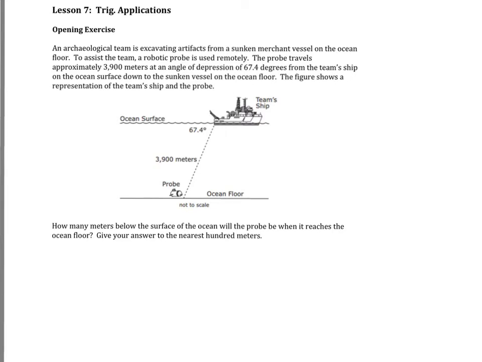How many meters below the surface of the ocean will the probe be when it reaches the ocean floor? Give your answer to the nearest 100 meters.